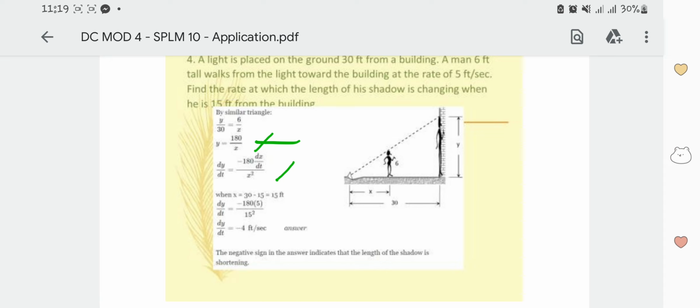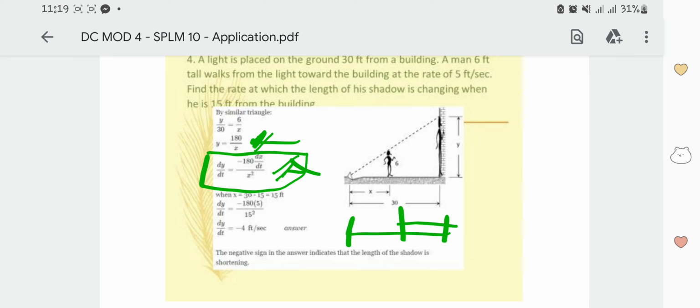So, we're going to have this one. If you're confused where this came from, we used the quotient rule here. Okay? So that is your key equation. And then, when he is 15 feet from the building. So, if this is 30, then that's 15. That's 15 feet from the building. So, when x therefore is 15. Okay? 30 minus 15 is 15.